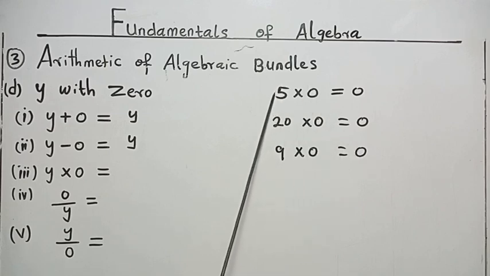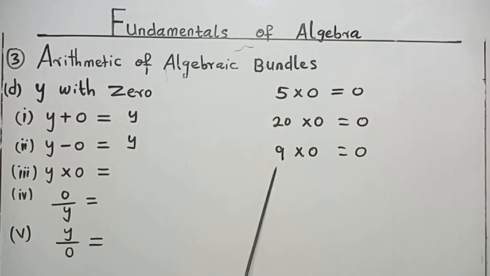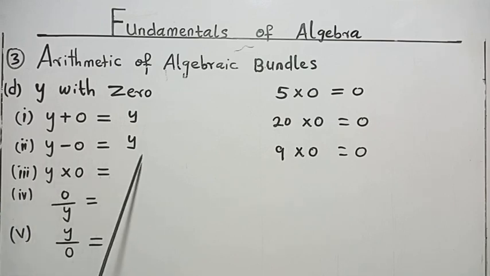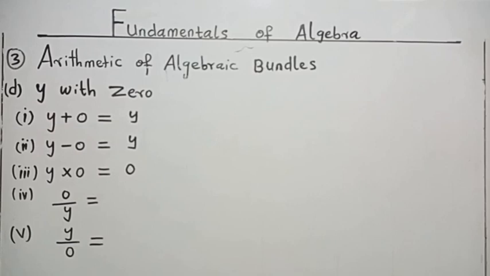Since we have 5 here, we have 20, we have 9, it means that these numbers can vary. Call them variables. Let y stand for all variables. So y times 0 at all times is equal to what? The answer is going to be equal to 0. Let me write it. And that is it. This is y times 0 is equal to 0.